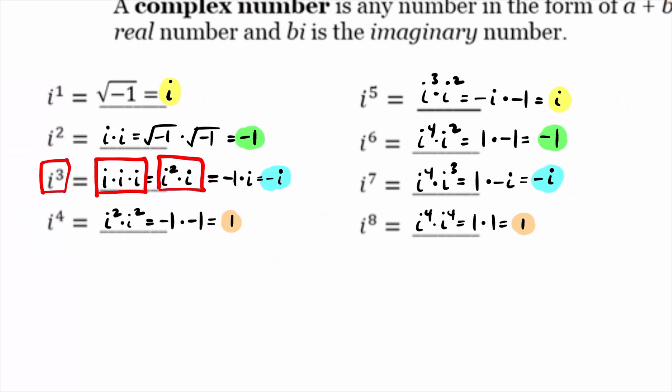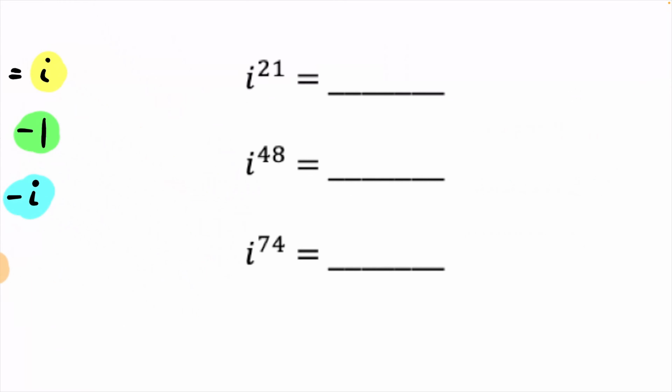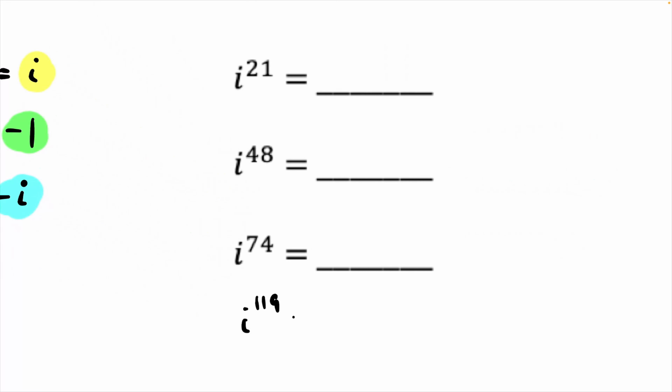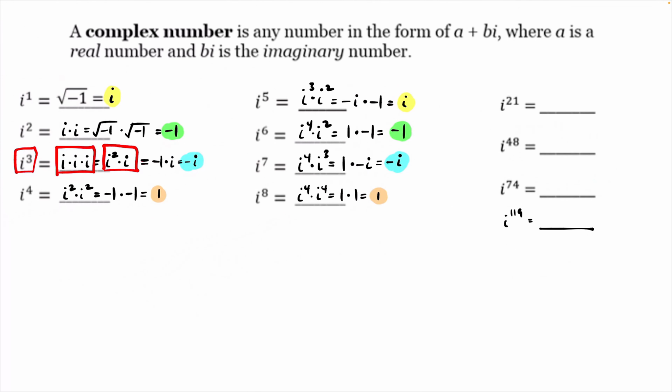Every 4 times, right? This is what I'm going to do on a test. I'm going to give you one of those. The one I asked last year was this one, i to the 119. There's 2 ways to do it. Make a long old list like that, and guess what? Not one student did that last year. Because there's a pattern, there's a rule, right? So let's figure out what this rule is so that we don't have to make a long list. We can do 21, 48, 74, and 119 without having to do that.